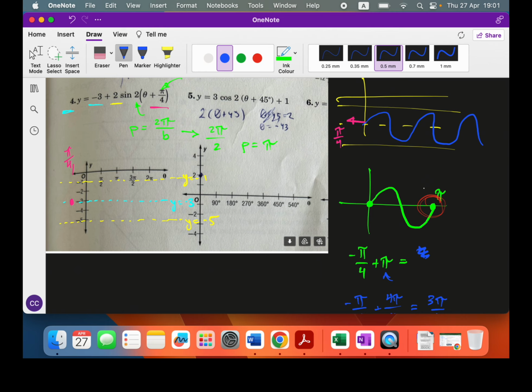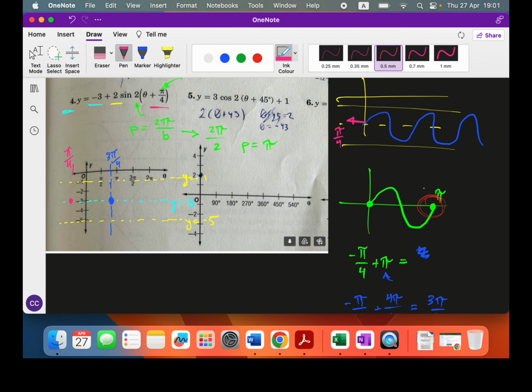3 pi over 4 is in between. So now that I know that this thing is going to repeat itself, I'm going to sketch it in. It's going to go up and down and up, back down again by that point in time. That's what's key here, is recognizing where it gets back to that repetition point.